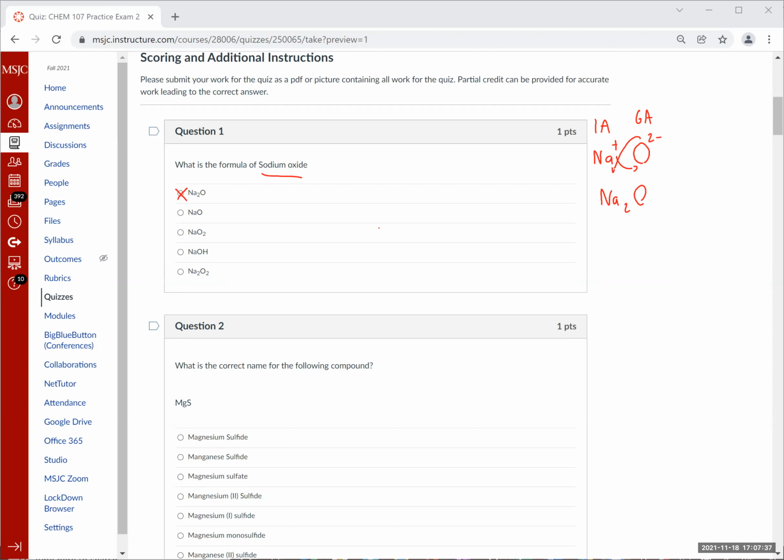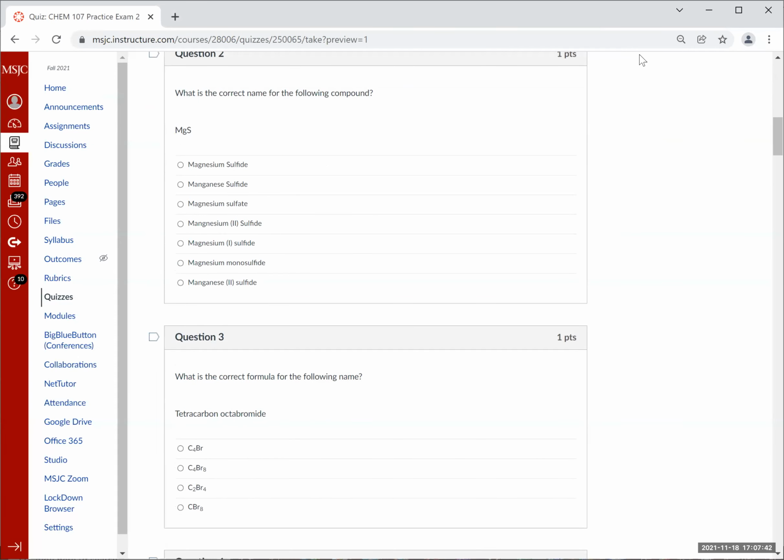So next we're moving on to nomenclature, where we're given a formula and we're asked to determine the name. So in this case, we're asked what is the correct name for the following compound. Okay, so MgS. So in this case, we are naming a main group ionic compound. So we write the name of our metal, which would be magnesium. And then we write the name of our non-metal, replacing the ending with IDE. So rather than sulfur, this would be called magnesium sulfide.